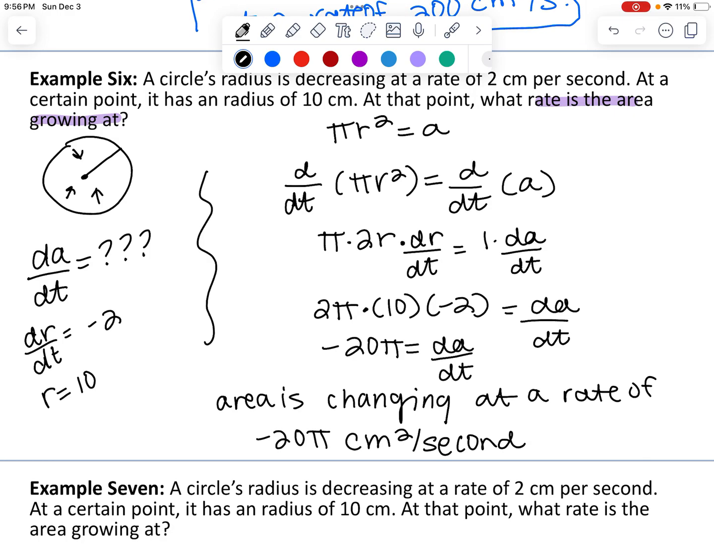Also, did I do some math wrong? I think it should be negative 40. My bad, because 2 times negative 2 is 4. So negative 40.